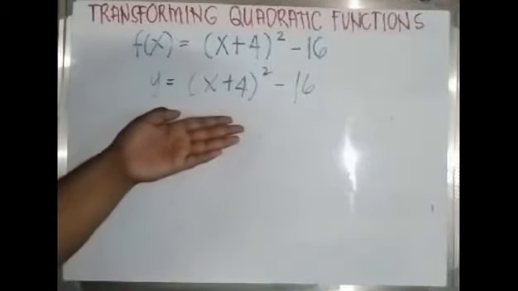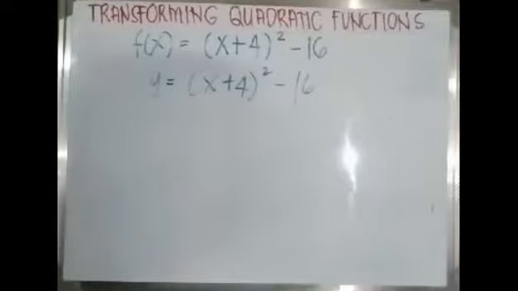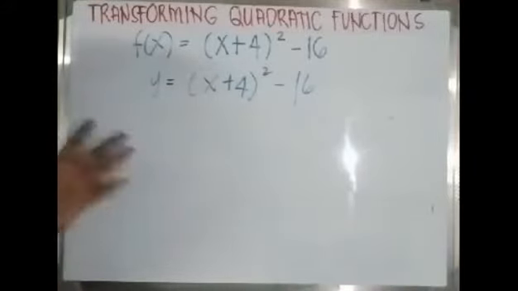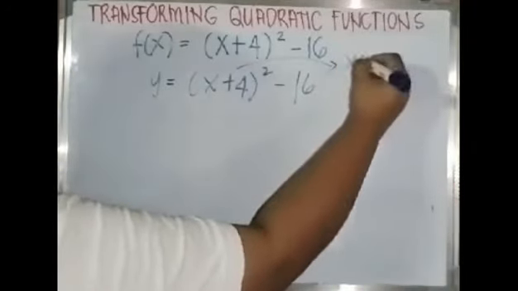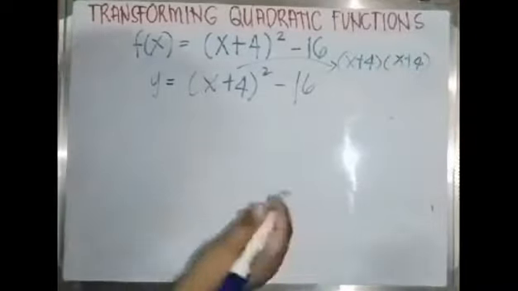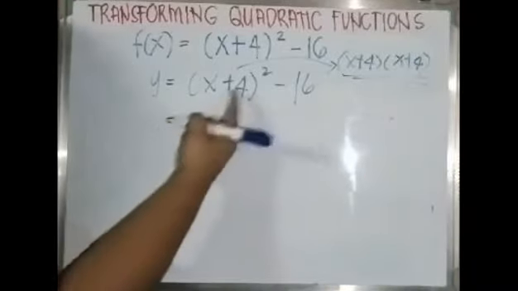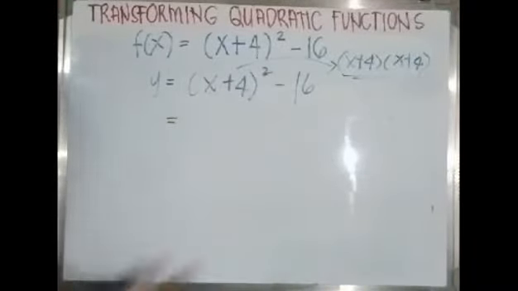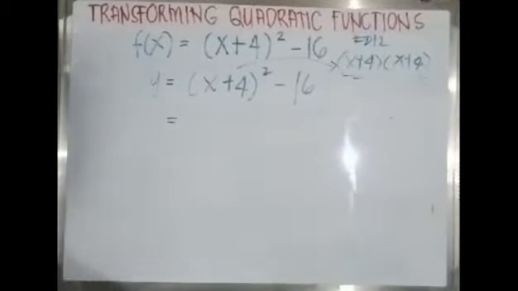Now, in this lesson, you should have mastered your squaring of binomials. So how do we do that? You can use the FOIL method, because when we say (x plus 4) squared, that means (x plus 4) times (x plus 4). But if you do not know the rule in squaring binomials, you can do your FOIL method. But if you know it, it would be useful for you. So how do you do that?